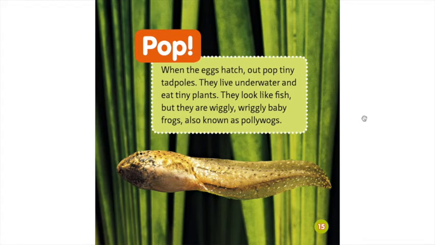Pop! When the eggs hatch, out pop tiny tadpoles. They live underwater and eat tiny plants. They look like fish, but they are wiggly, wriggly baby frogs, also known as pollywogs.